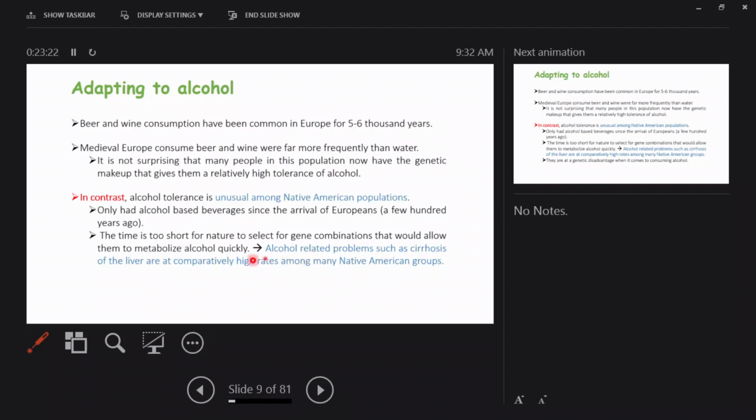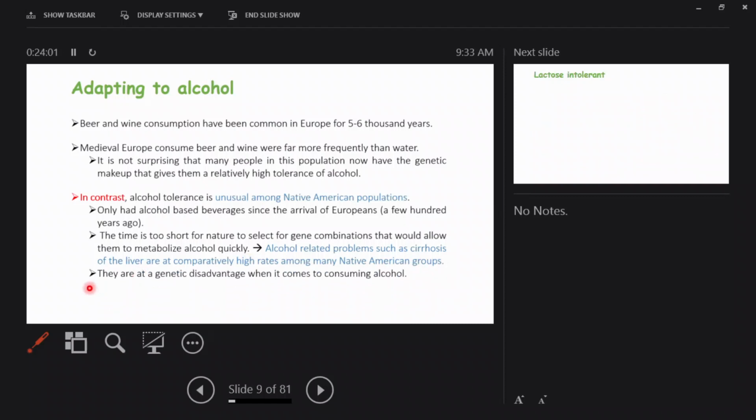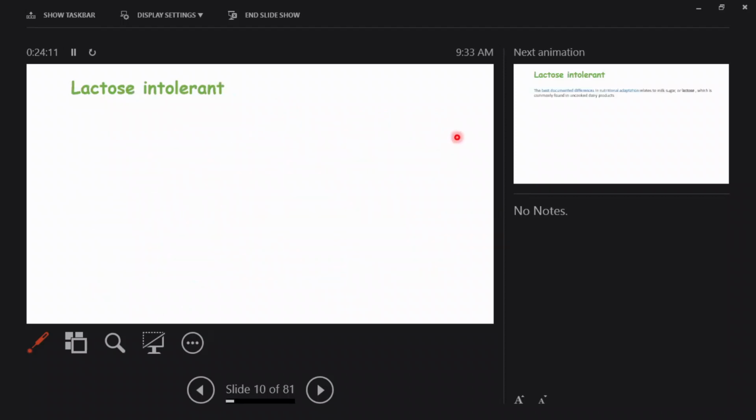Alcohol-related problems such as cirrhosis of the liver and liver disease occur at comparatively high rates among many Native American groups. Their genes are not yet adapted to alcohol consumption. So they can have a lot of liver problems, because alcohol needs to be metabolized in the liver. If the body is not used to metabolizing alcohol, alcohol will damage the liver. All right. So they are at a genetic disadvantage when it comes to consuming alcohol compared to European people.